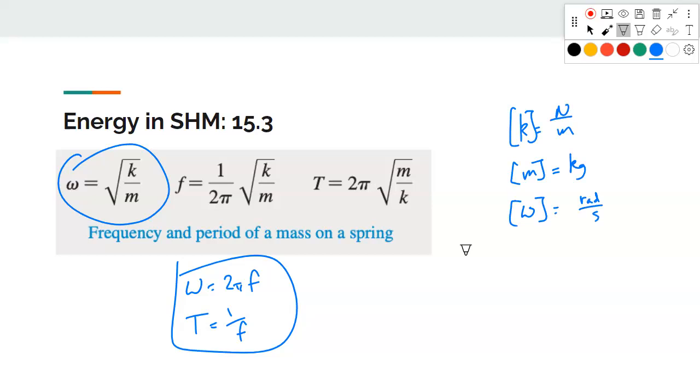If you're wondering where I got newtons per meter, that just comes from thinking about Hooke's law. F equals negative kx. x has units of position, force has units of newtons, so k has to have units of newtons per meter. So if you're confused about units in a problem, look at your formula sheet and find a formula with the thing that you're interested in, and then think about the units you would need it to have in order for the formula to work out. That's a good tip.